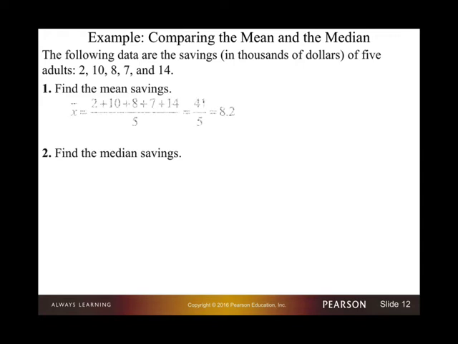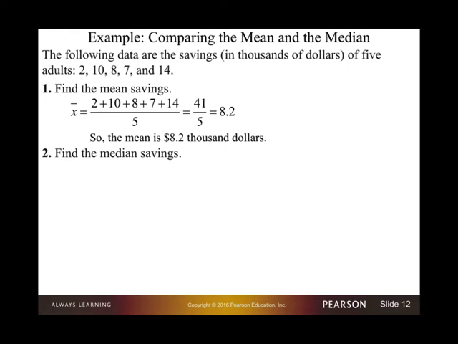Okay, check your work. Add up all the data divided by the number of data values. So you should get 8.2. So the mean is $8.2 thousand. Okay, the mean is $8.2 thousand. And then number 2, find the median savings.